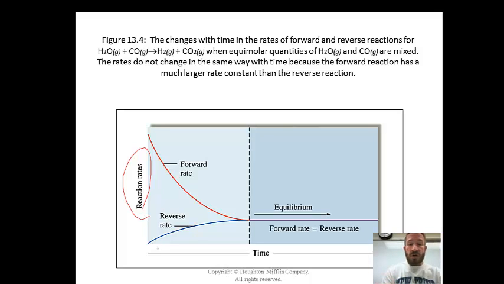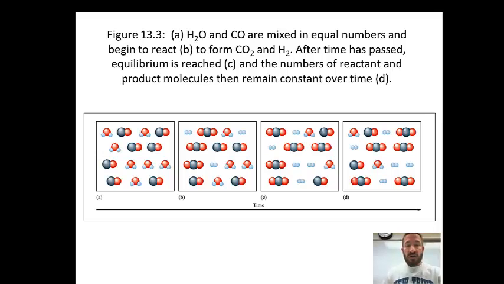But notice the forward rate decreases, the reverse rate increases, and at some point they meet, and the forward rate is equal to the reverse rate, and you guessed it, at that point we have equilibrium. Now, once again, we should change that to a two-sided arrow. Let's look at how this would appear if we were trying to look at it at a molecular level.